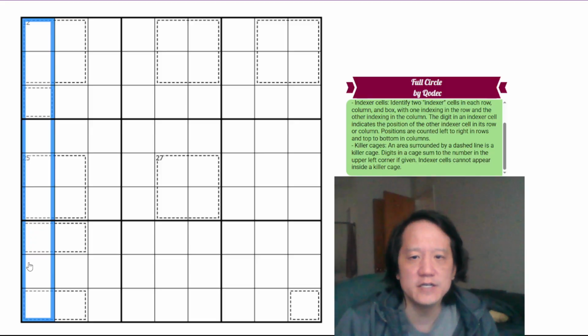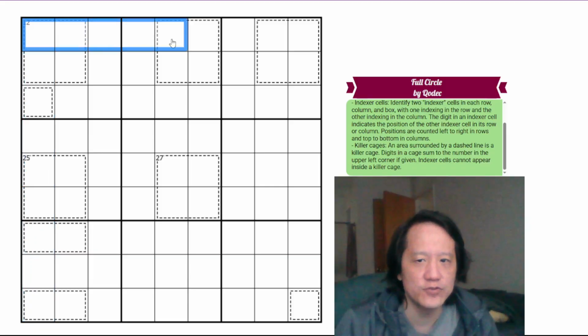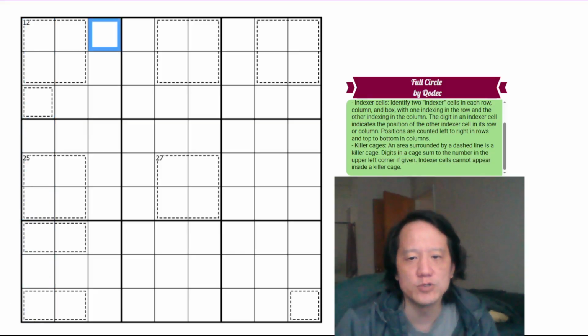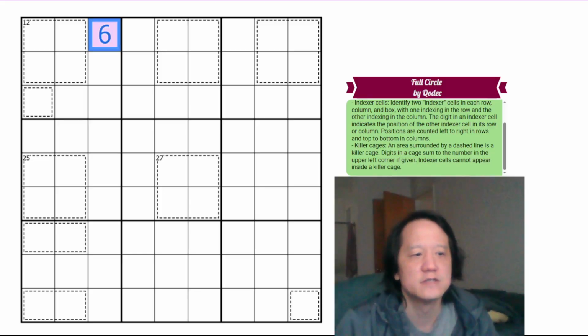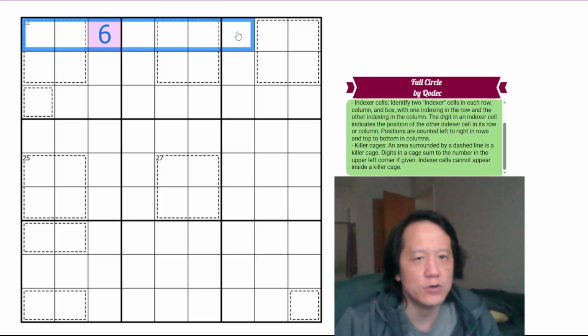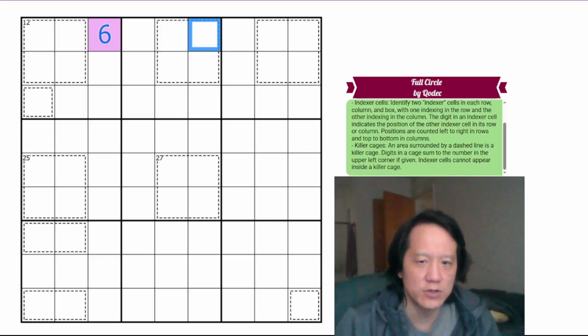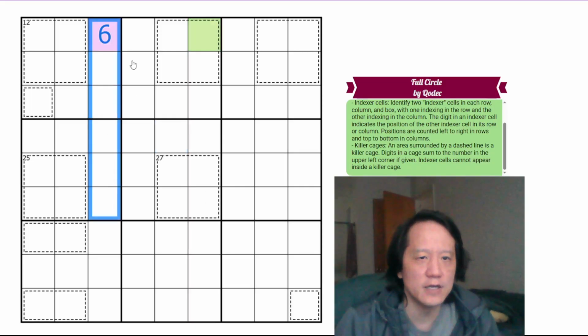The digit in an indexer cell indicates the position of the other indexer cell in its row or column. Positions are counted left to right in rows and top to bottom in columns. So say we knew this was one indexer cell, and say it had the value of 6. It could be that it's an indexer cell for the row, which would mean this is the other indexer cell here. Or it could mean it's the indexer cell for the column, which means the other indexer cell in column 3 would be here.